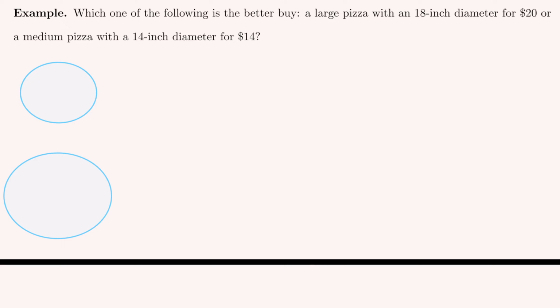So in our next example, we're asked which of the following is a better buy: a large pizza with an 18-inch diameter for $20, or a medium pizza with a 14-inch diameter for $14. In terms of determining whether it's a better buy, we can see that the large pizza costs more than the smaller pizza, but it costs more for a larger item.